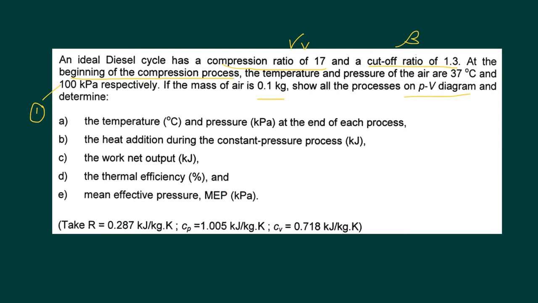So you will see the steps are about the same as the Otto cycle, where you need to find the heat addition, and then you get your net work, and then you calculate your thermal efficiency, and finally you get your MEP. But the difference will be in your PV diagram and this cut-off ratio over here, right? So we are going to solve it. I'm going to show you how to solve it step by step.